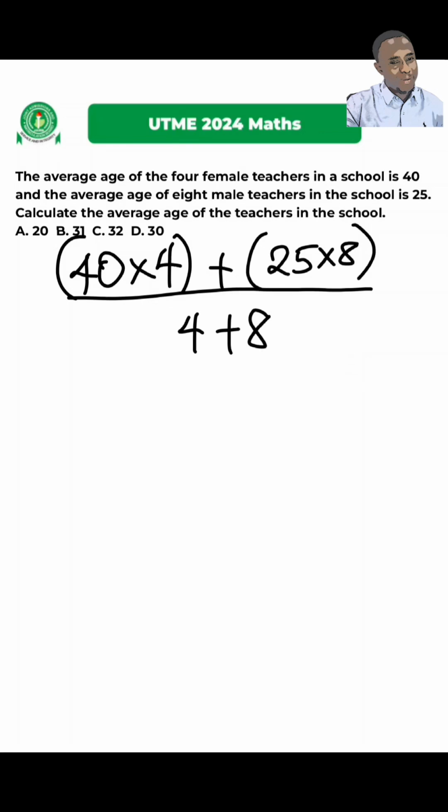Don't be confused, yeah? I know some other students would say, oh, the average, let me just add 40 plus 25 and divide it by 2. It won't work, right? This is how to do it.